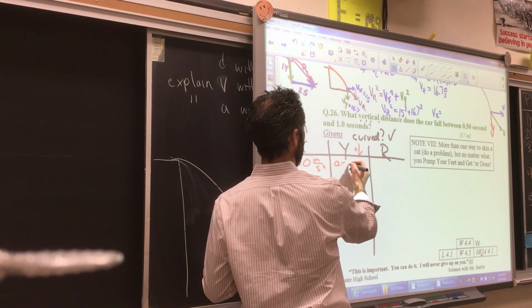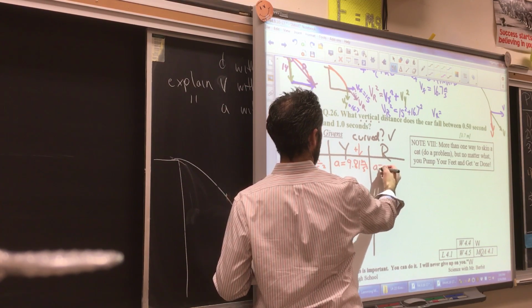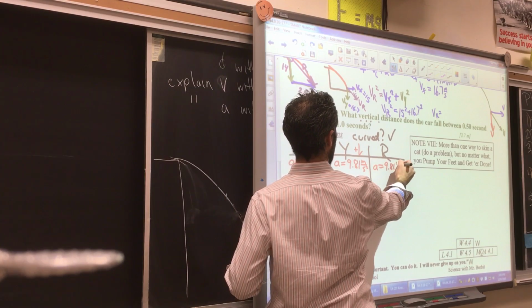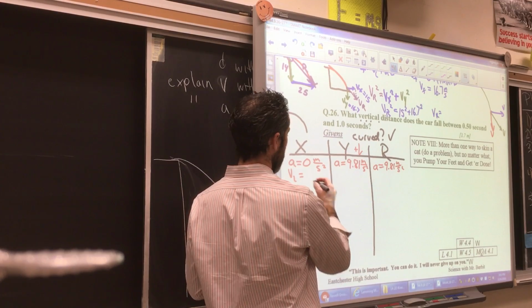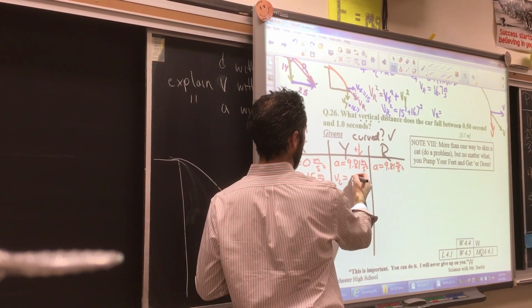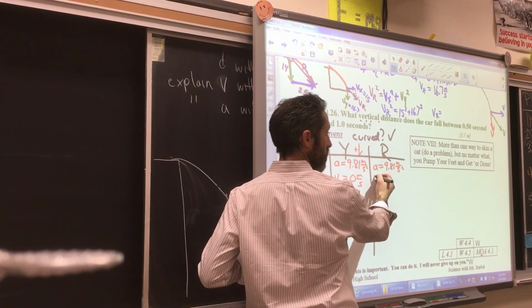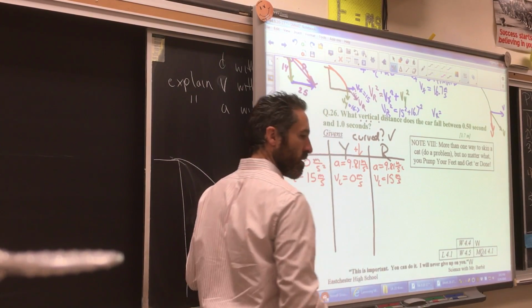Down is positive. Acceleration is 9.81. The resultant of 0 and 9.81 down is 9.81 down. We know our VI in the X is 15. We know our VI in the Y is 0. The resultant of the two is 15 meters per second.